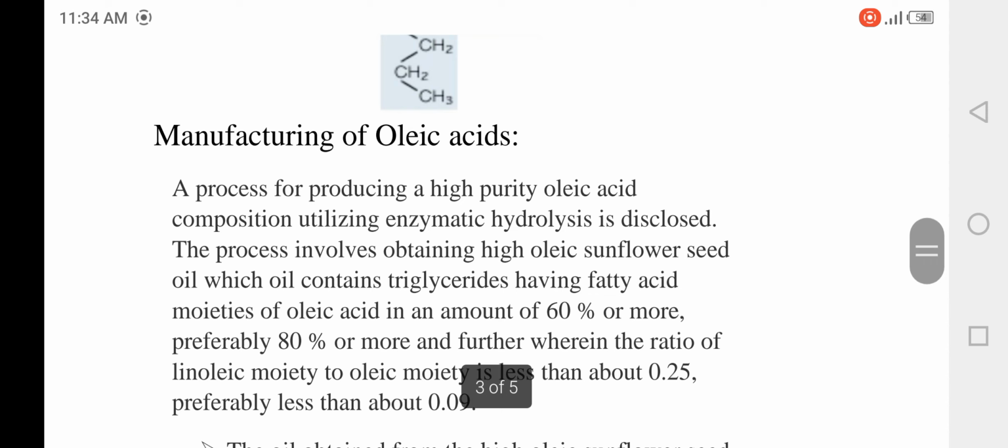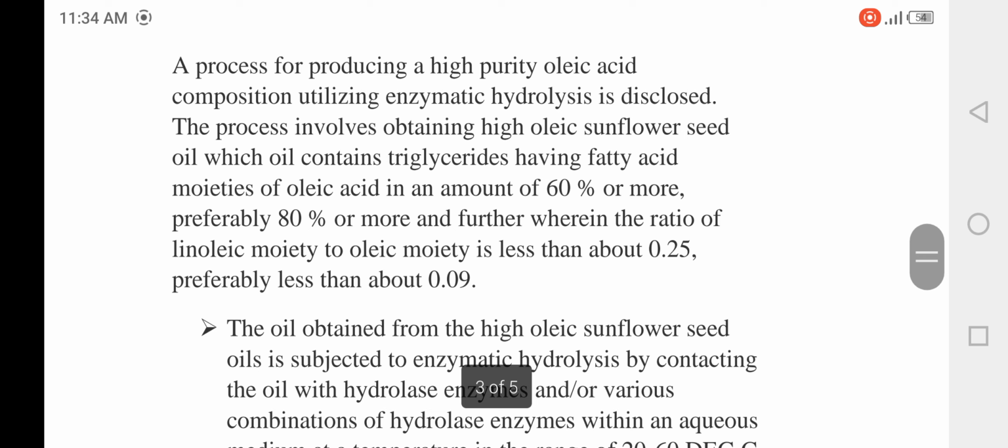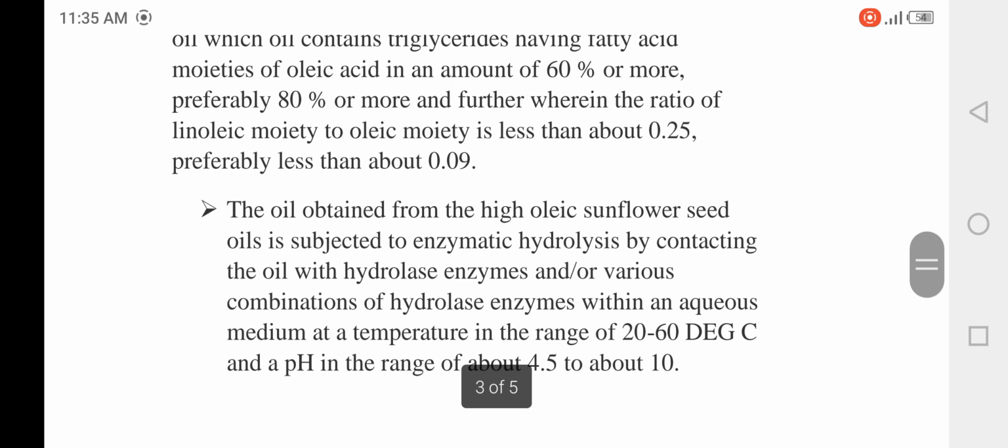Then, manufacturing of oleic acid. A process for producing a high purity oleic acid composition utilizing enzymatic hydrolysis is disclosed. The process involves obtaining high oleic sunflower seed oil which contains triglycerides having fatty acid moieties of oleic acid in an amount of 60% or more, preferably 80% or more. Further, wherein the ratio of linoleic moiety to oleic moiety is less than about 0.25 and preferably less than about 0.09.